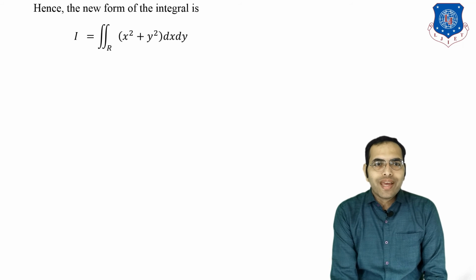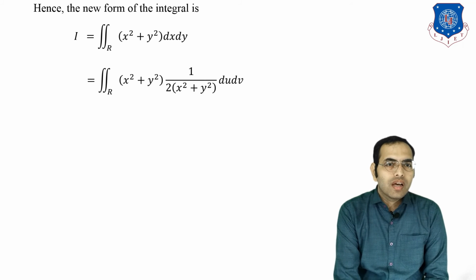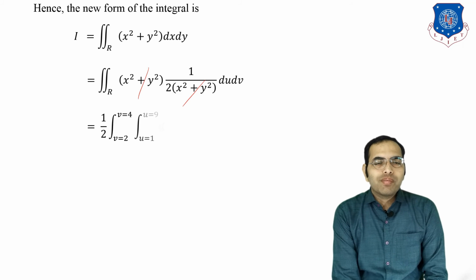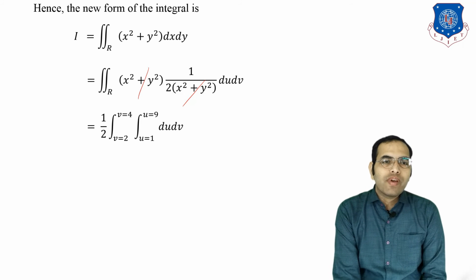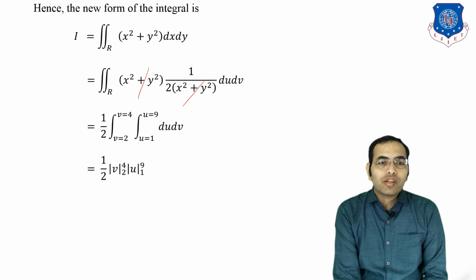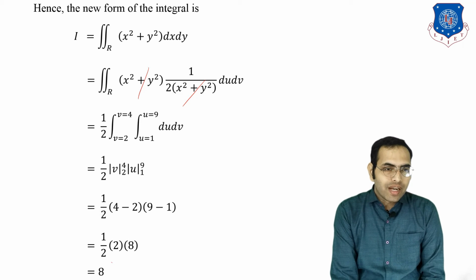Substituting these limits in our integral, the new form of the integral is I equal to double integral over the region of (x square plus y square) times 1 upon 2(x square plus y square) du dv. Here x square plus y square cancels out, and the constant 1 by 2 comes out, where v runs from 2 to 4 and u runs from 1 to 9. Here both have constant limits. Then with the help of variable separable form, the integral with respect to u and with respect to v can be done together, with v from 2 to 4 and u from 1 to 9. Then upper limit minus lower limit gives (4 minus 2) into (9 minus 1) into 1 half, and on simplification that gives exactly 8.